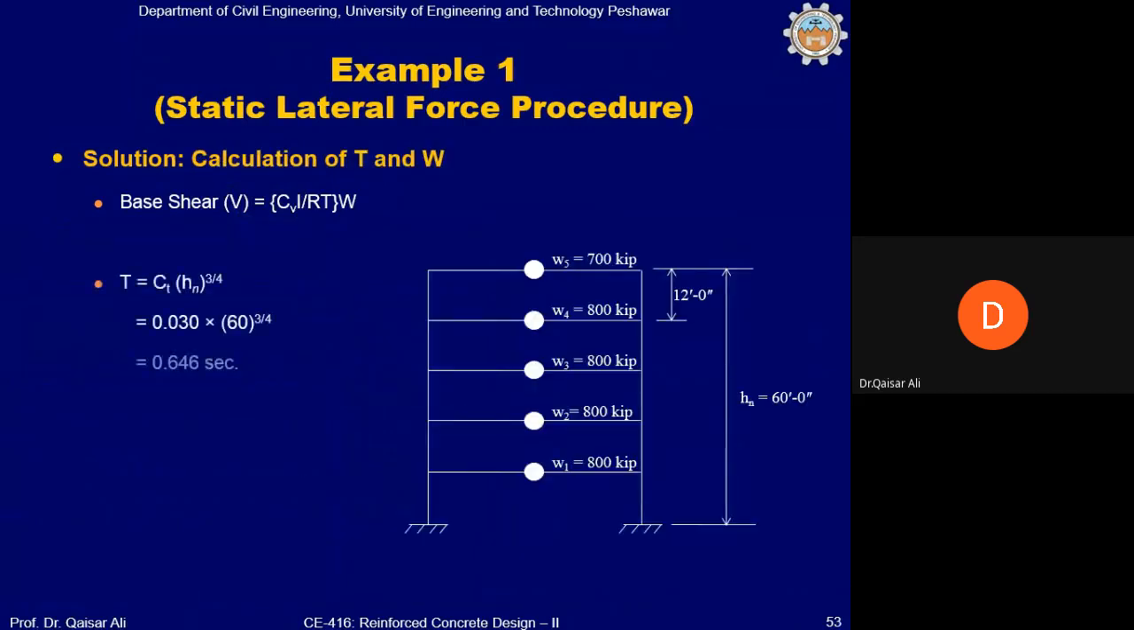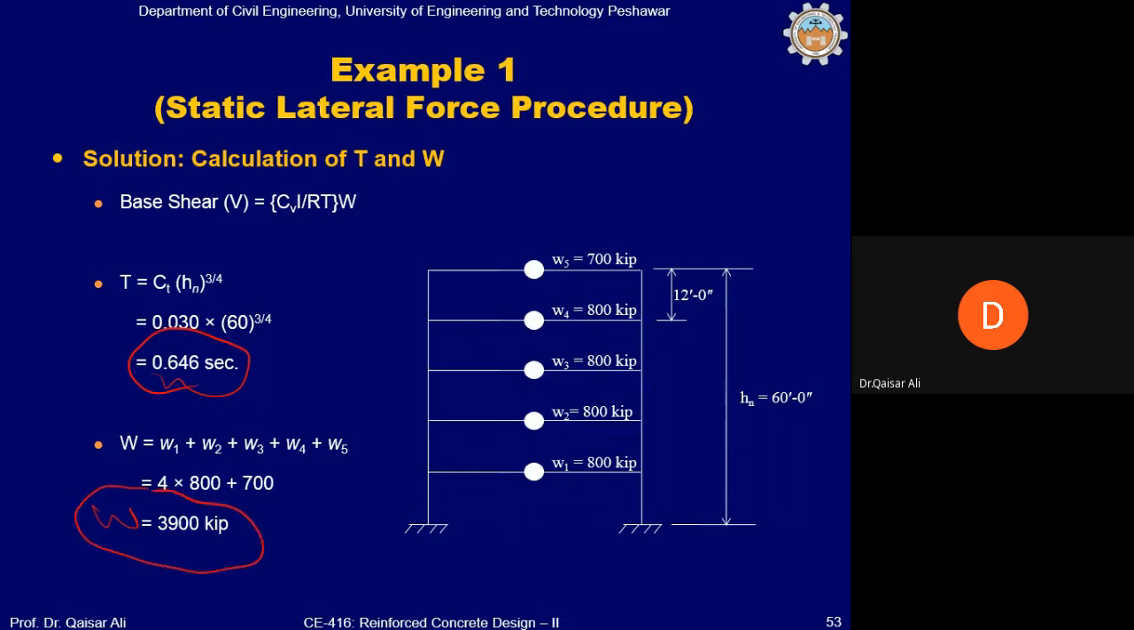Time period: Ct is 0.03. The building is 60 feet high. So 0.03 times 60 power 3 by 4 is 0.646 seconds. Time period is this. Weight of the structure: the total weight of the structure is the summation of all the weights on all floors and roof. This is 4 into 800 plus 700, so 3900 kip is the total weight of the structure W.